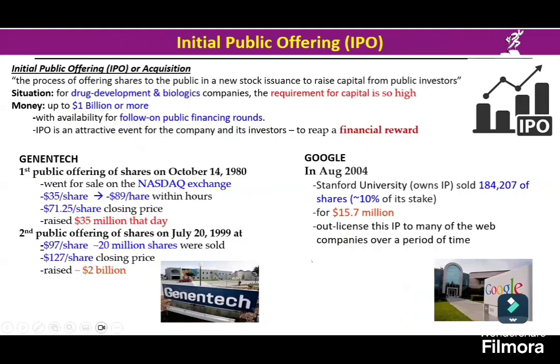I have given the example here of Google. Google's IP was perhaps owned by some students at Stanford University when they made it 20, 25 years ago. In 2004, when Google was listed on the stock exchange, in just one day it made $15.7 million. But if you look here, Genentech, when they went to the stock exchange a second time in 99, raised $2 billion in just one day.